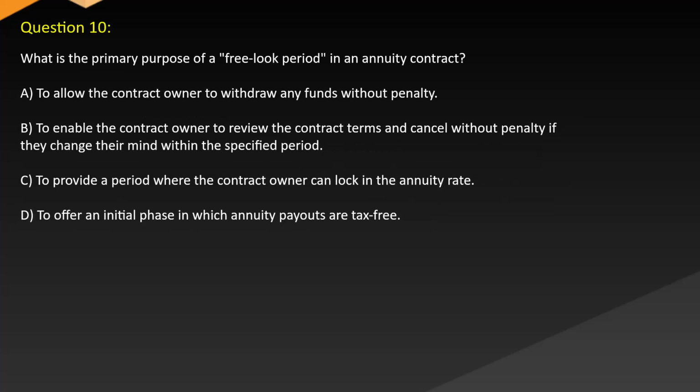Answer D is incorrect because annuitization is generally irreversible once started, meaning the owner cannot revert to the accumulation phase. Question 10. What is the primary purpose of a free look period in an annuity contract? A. To allow the contract owner to withdraw any funds without penalty. B. To enable the contract owner to review the contract terms and cancel without penalty if they change their mind within the specified period. C. To provide a period where the contract owner can lock in the annuity rate. D. To offer an initial phase in which annuity payouts are tax-free.